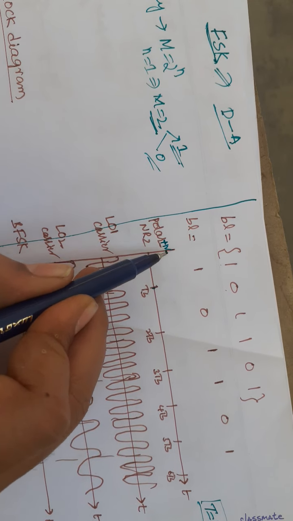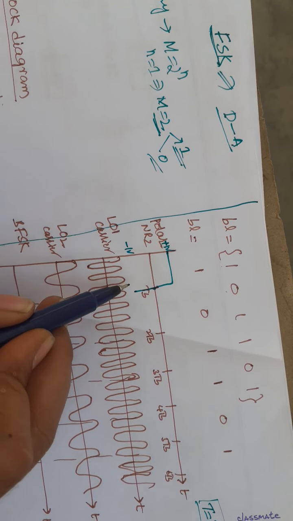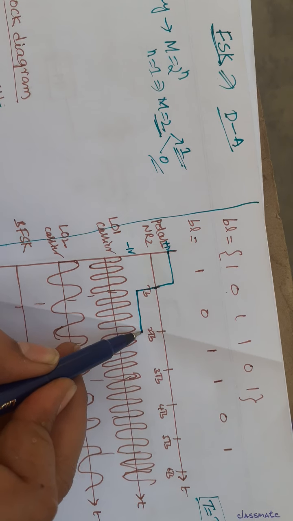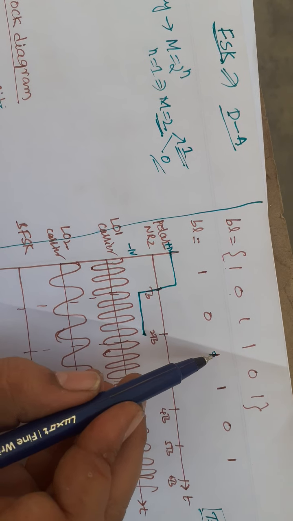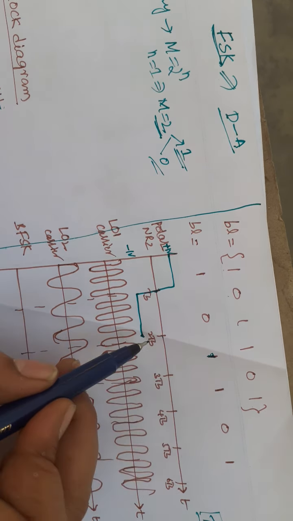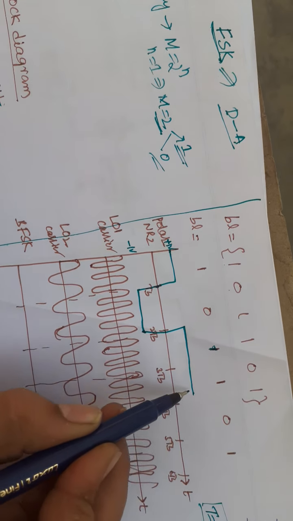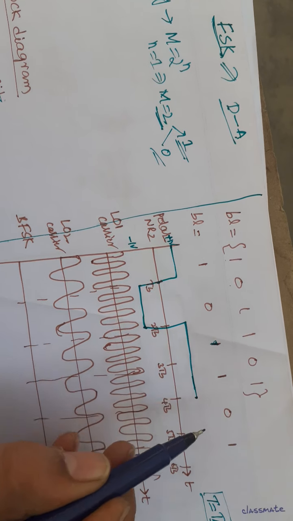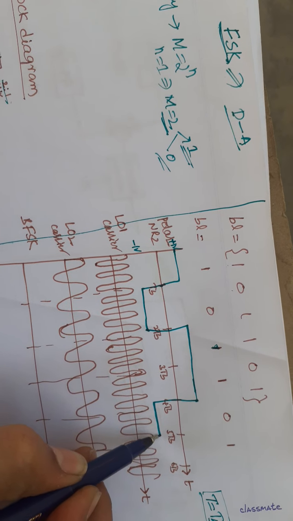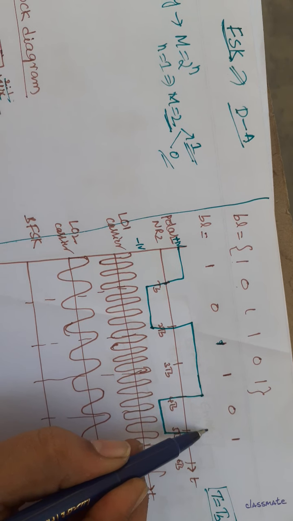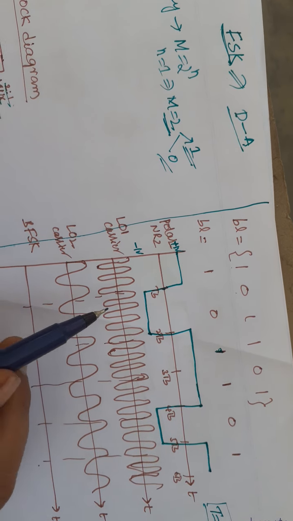So this is plus 1 volt. And bit 0 is mapped to minus 1 volt. Next, after TB duration, these are the 2 bits, 1 1. So here again it is mapped to plus 1 volt up to 4 TB duration. Next, after 4 TB duration, the bit is 0, that is mapped to minus 1 volt. Right? After 5 TB duration, the bit is 1, it is mapped to plus 1 volt. So this is the polar encoder.